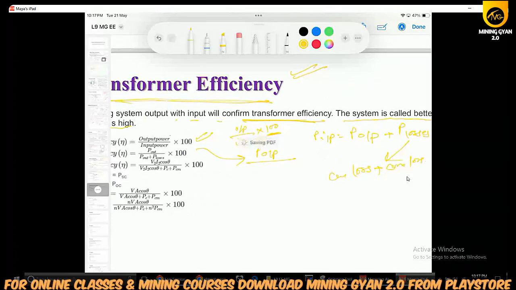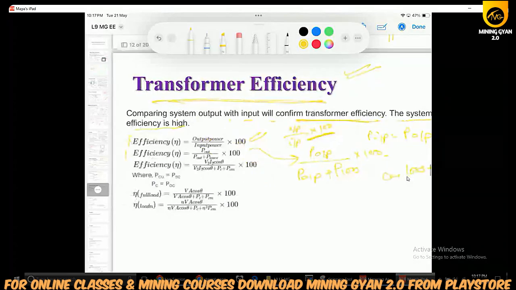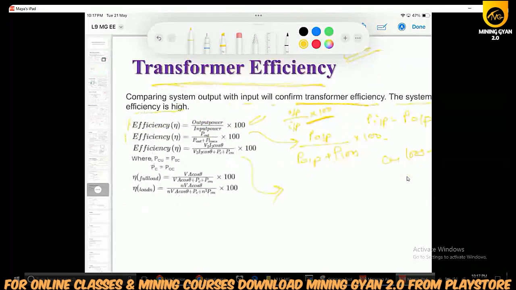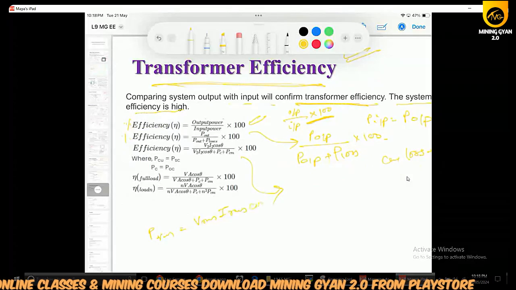So P output divided by P output plus P total losses, that will be the input into 100. So you can write it like this also. Next, how to calculate using the formula. How to calculate P RMS? You know that VRMS, IRMS cos phi.